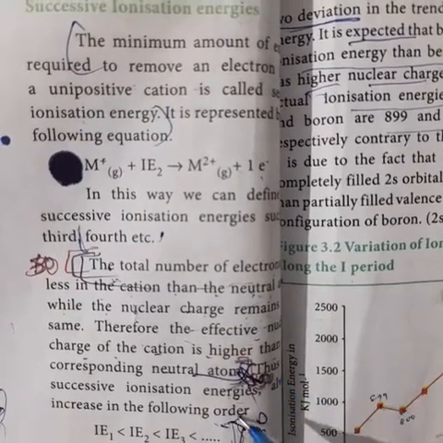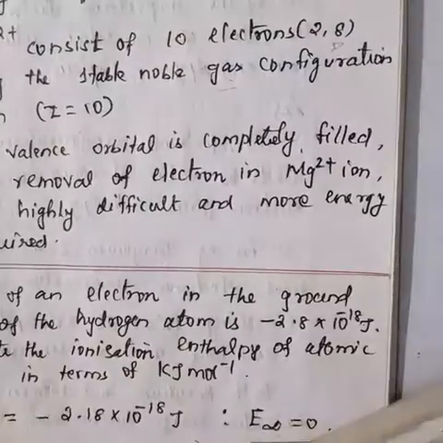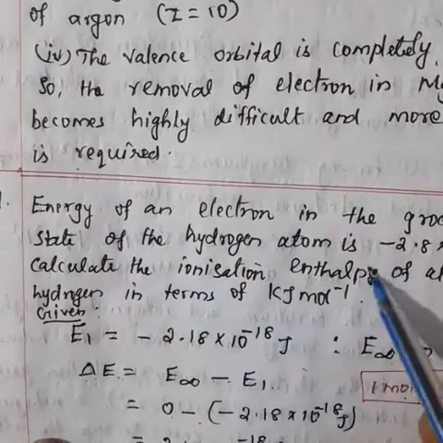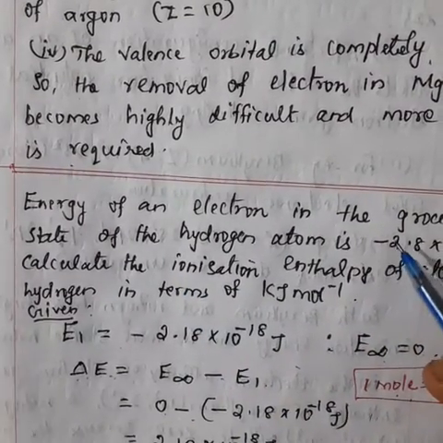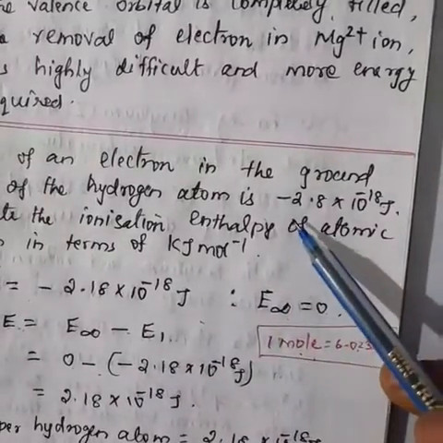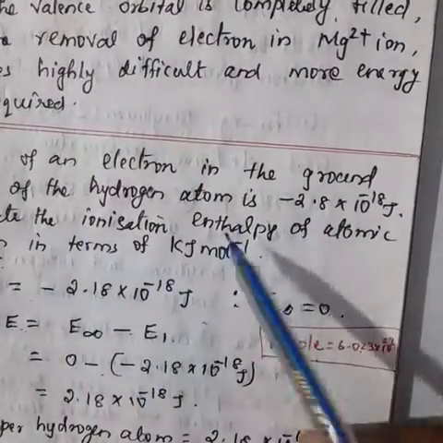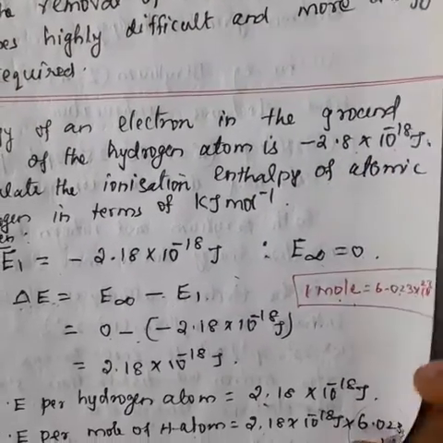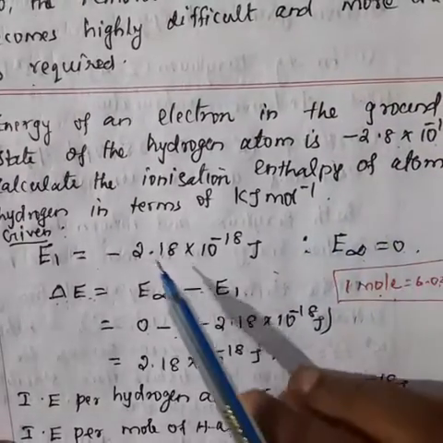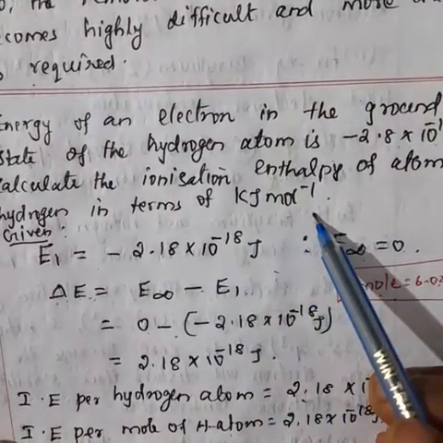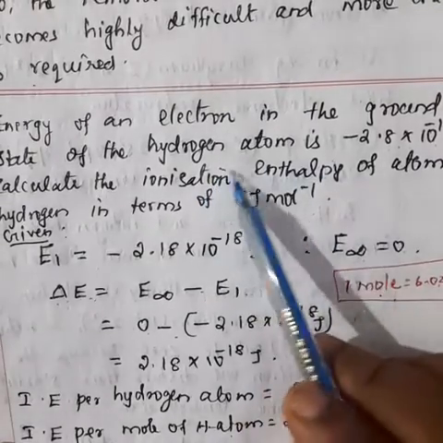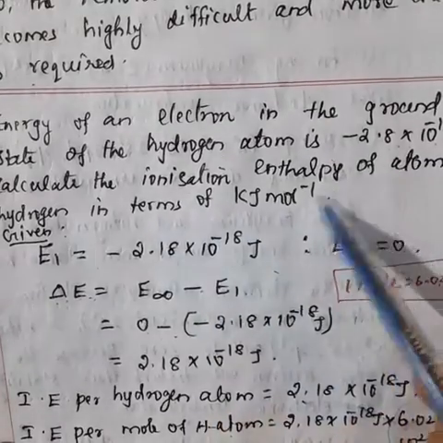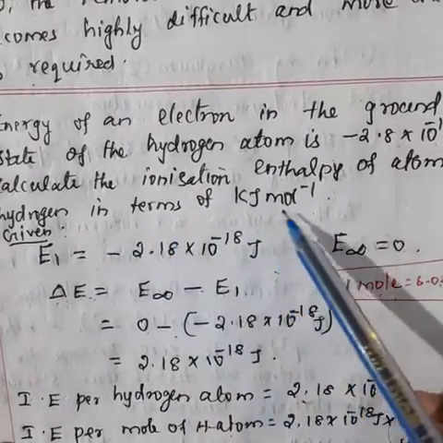And question number 31. Energy of an electron in the ground state of the hydrogen atom is minus 2.18 into 10 power minus 18 joule. Calculate the ionization enthalpy of atomic hydrogen in terms of kJ per mole.